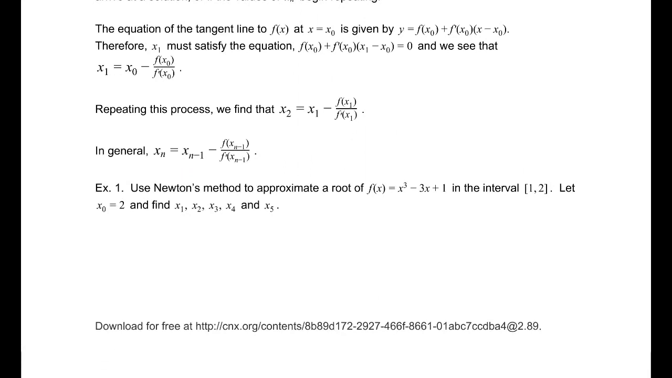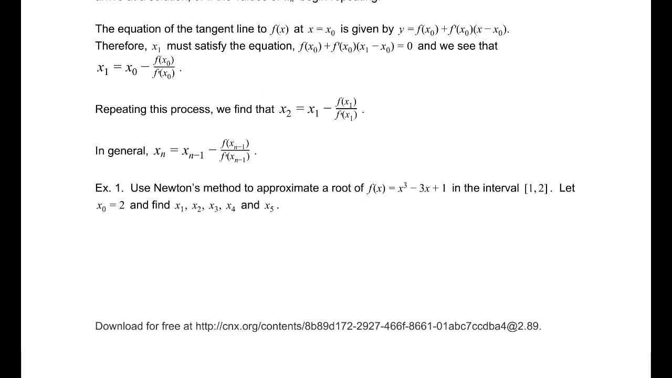We're going to approximate a root of f of x equals x cubed minus 3x plus 1 in the interval 1 to 2. Now we're going to take the first value, our initial point, as x naught equals 2. Alright, so let's go ahead and find x1.